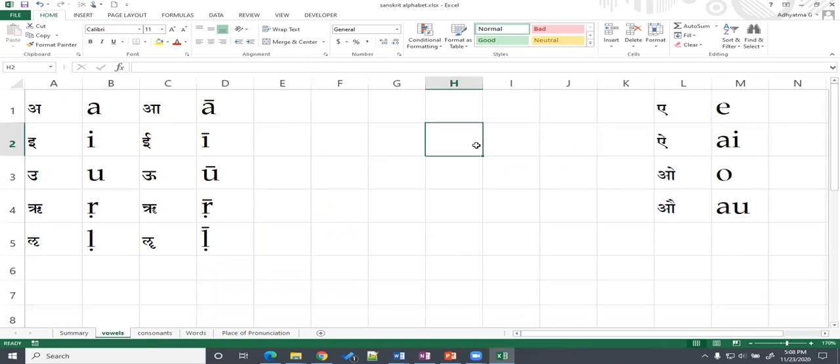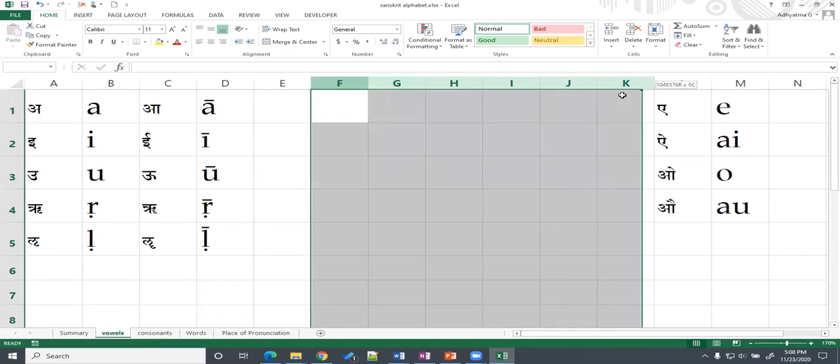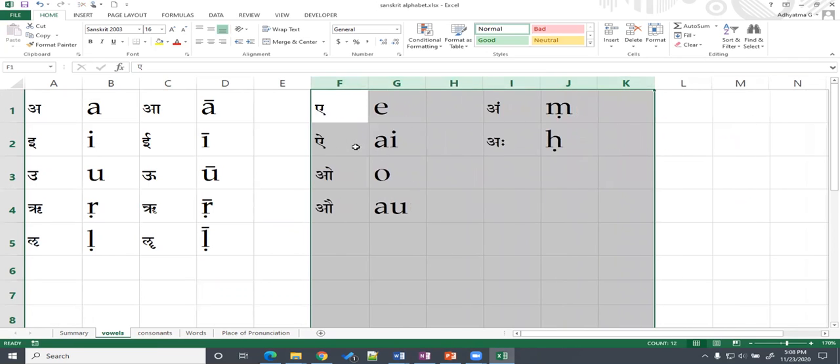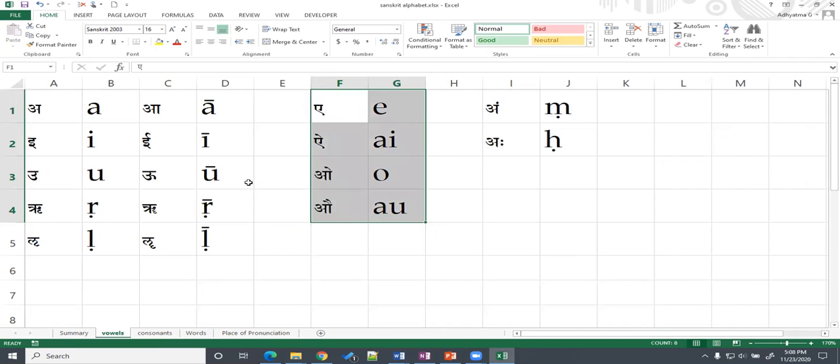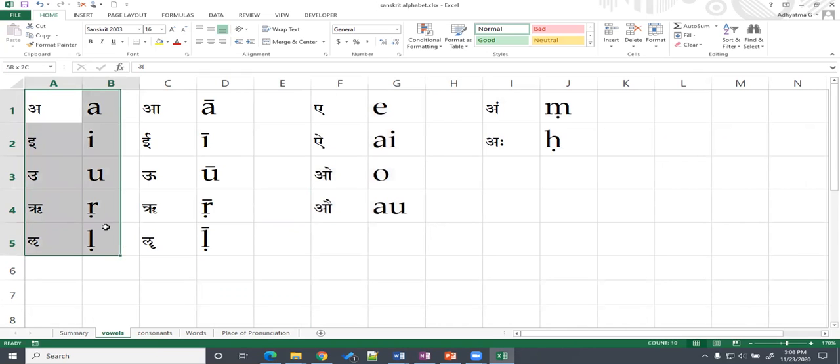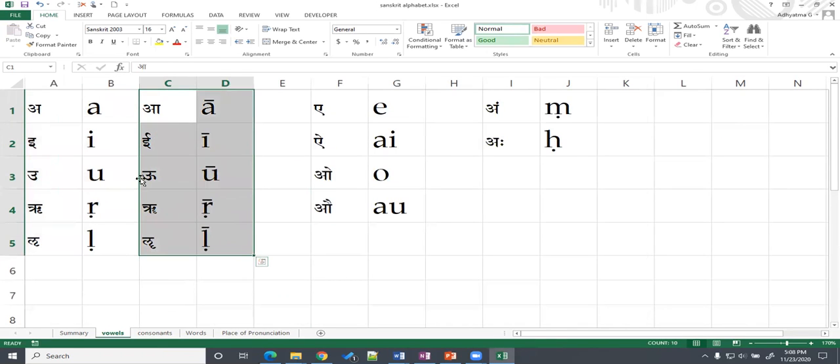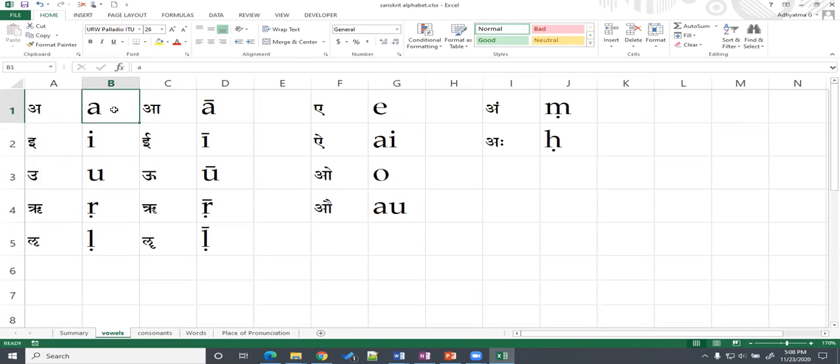Just this one and these four. So here the first column and the second column are considered similar to each other. That means akara is similar to akara, ikara is similar to ikara, ukara is similar to ukara, rukara is similar to rukara. And when I say kara here, this is simply referring to that particular sound, as we discussed in our earlier classes.